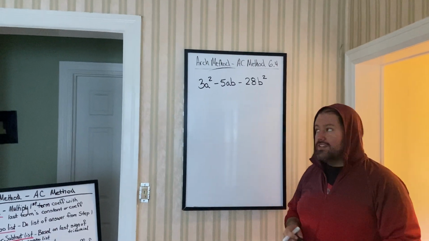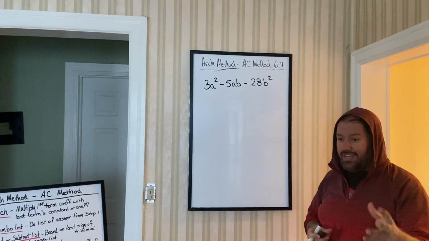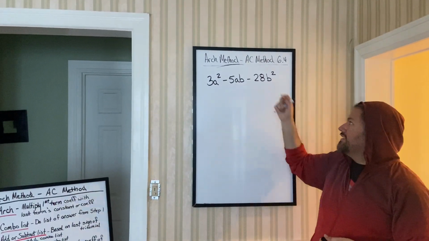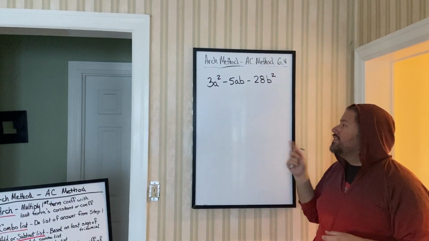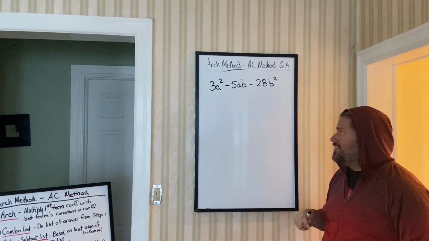I'm going to do one more of our arch method just to show that this method can work for any type of trinomial. So here's one that has two letters, A's and B's, but don't let that scare you off. To do any type of factoring, you know your first step. See if we have a GCF.